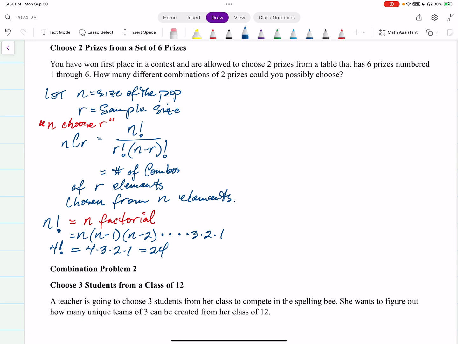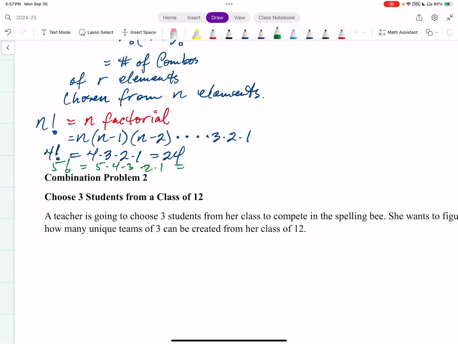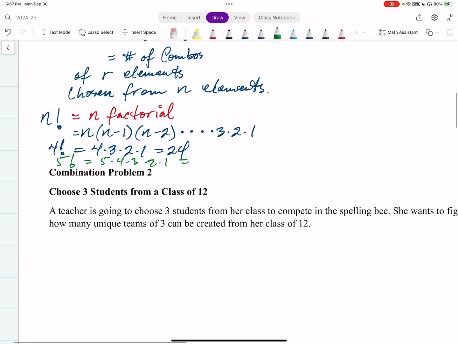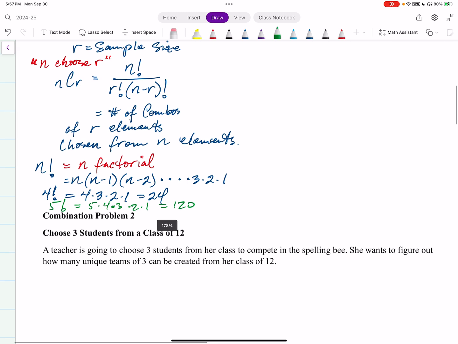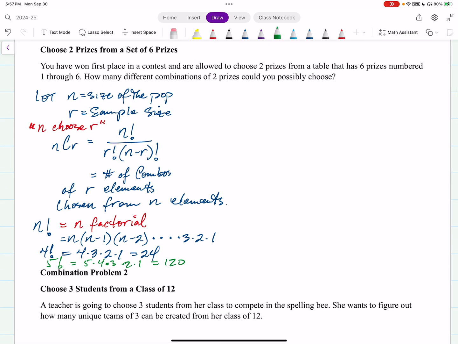Let's do one more for funsies. Okay, let's try 5 factorial. So that's 5 times 4 times 3 times 2 times 1. And if you think about it here, 5 times 4 is 20, times 3 is 60, times 2 is 120. So factorials grow really, really fast. And when the numbers get big, we will use a calculator. But today I'm going to try to keep the numbers small so we can do everything by hand without the aid of a calculator.